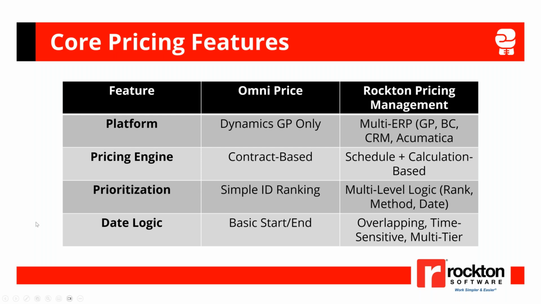And then, of course, as far as prioritization, with Omni Price, we can do simple ranking of contracts, whereas with RPM, it's multi-level logic. We can go by rank, method, date, really anything could drive the priority. And then, of course, date logic. With Omni Price, there's basic start and end dates, but with RPM, we have overlapping, time-sensitive, multi-tier date logic capabilities. So from a core pricing feature overview, it's a much more capable product.